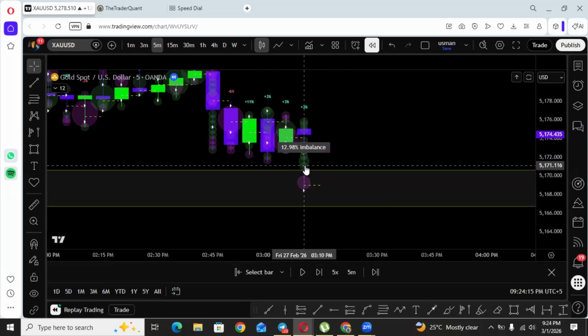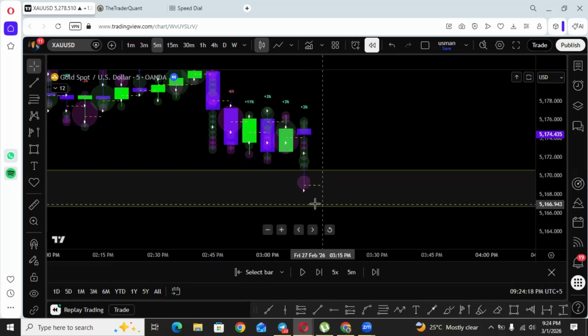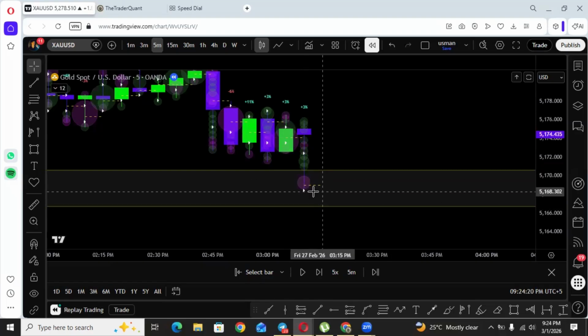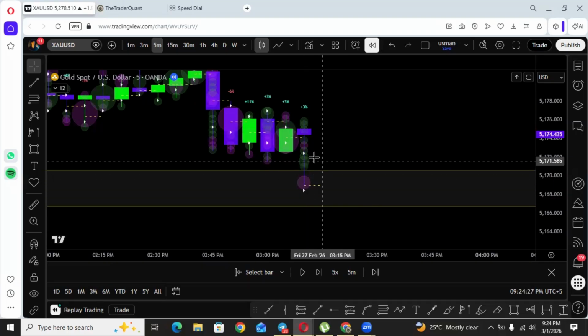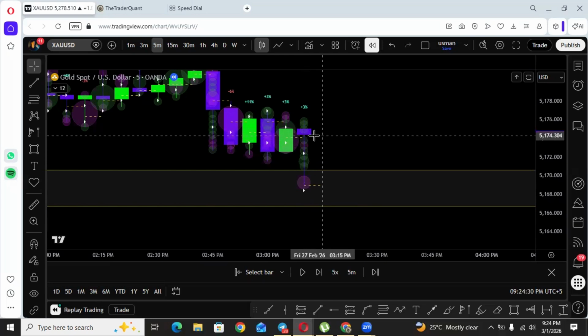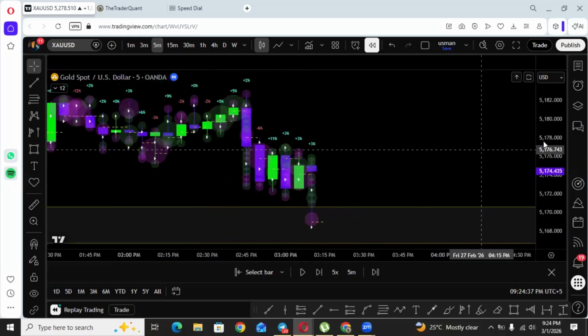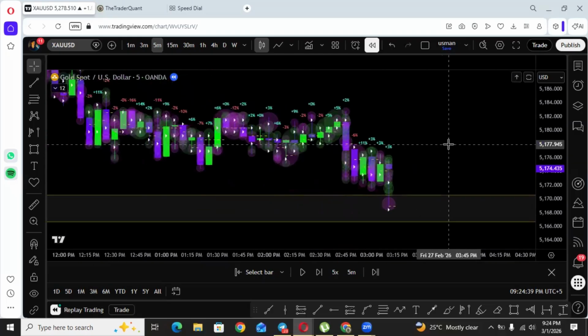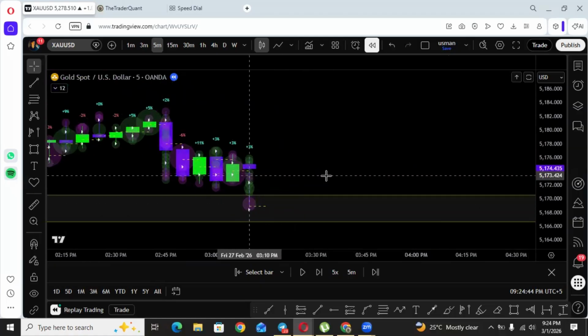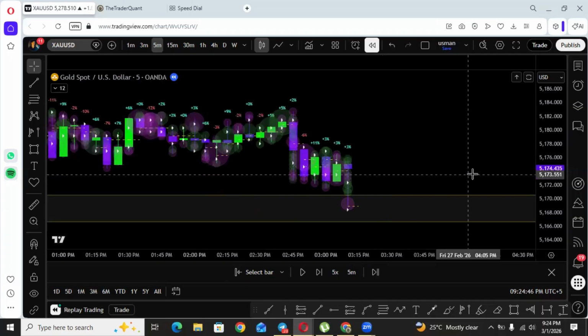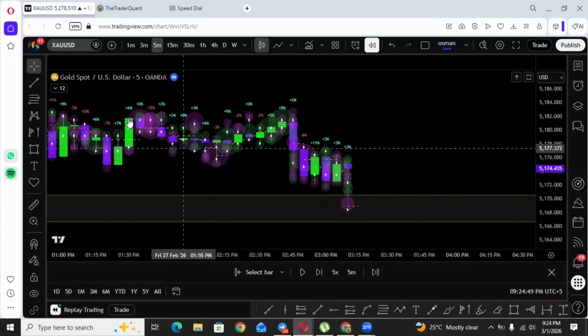Look at the effort at these price levels and look at the effort at this price level. They tried to break this price level, but they were absorbed and buyers pushed the prices back up at this point. So you know that sellers are absorbed at this price level. If you trade SMC, ICT, supply and demand, auction market theory, any strategy, you know that at your point of interest sellers are absorbed. You are good to go for a buy. Okay, so that's the change that I made.